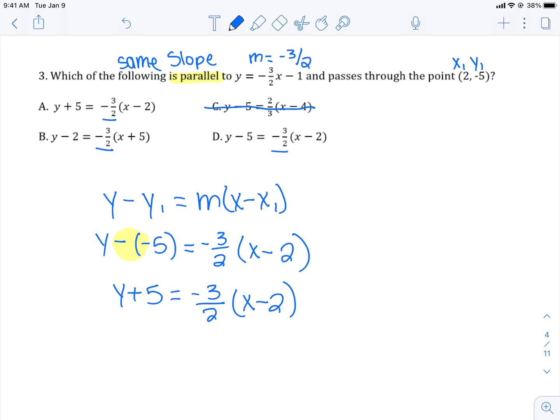So which answer choice looks like this? We want y plus 5. B is y minus 2, so they just switched the x and the y. We don't want that one. And D says y minus. We don't want it to say minus, we want it to say plus. So my correct answer is A.